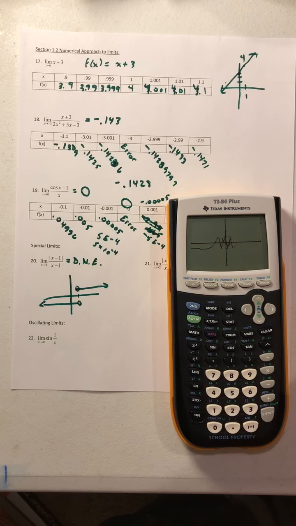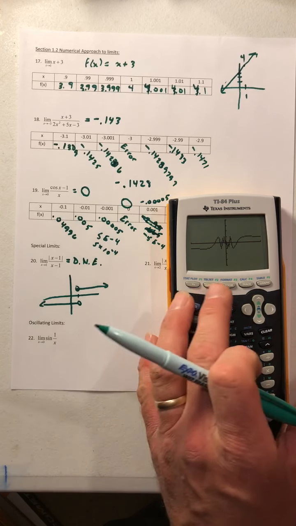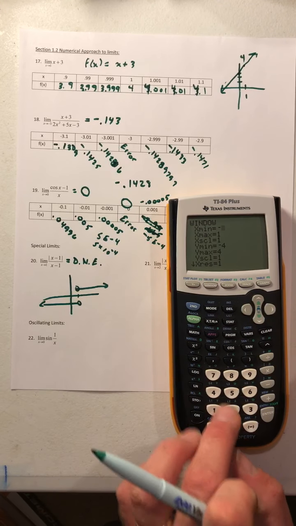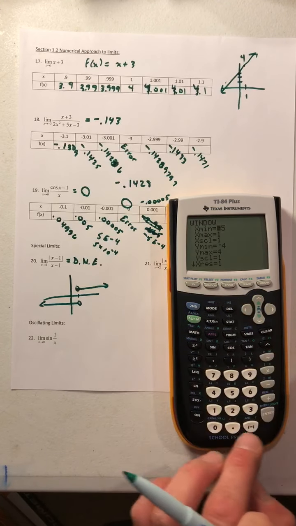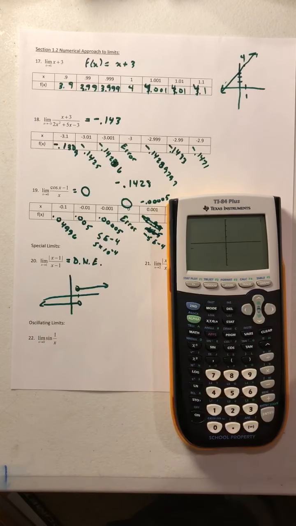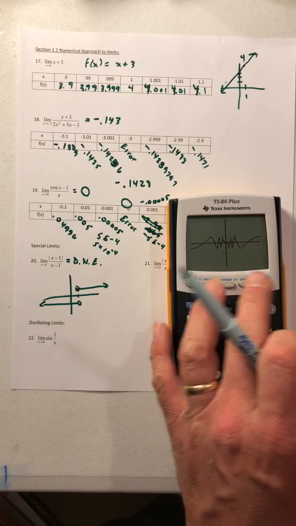So again, here's the graph. And again, it kind of goes haywire there around 0, doesn't it? So if I change my window again, maybe, well, what happens if I'm at -1/2 and 1/2? As I look at this graph, it just kind of goes crazy as well, doesn't it? So what's happening there?